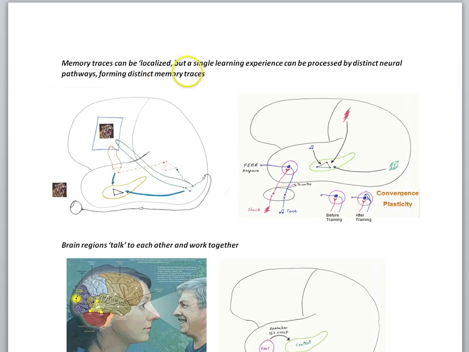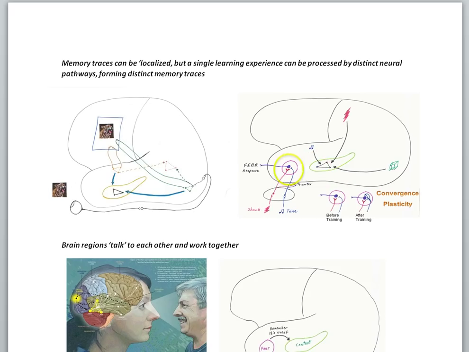Memory traces can be localized, but a single learning experience can be processed by distinct neural pathways, forming distinct memory traces. And we can see this in the cortex and the hippocampus, for example. So if we're looking at a tiger, not only is the cortex making some weak memory traces, but at the same time, the hippocampus is making a strong memory trace, the episodic memory trace. So we've got memory traces being made in different locations simultaneously.